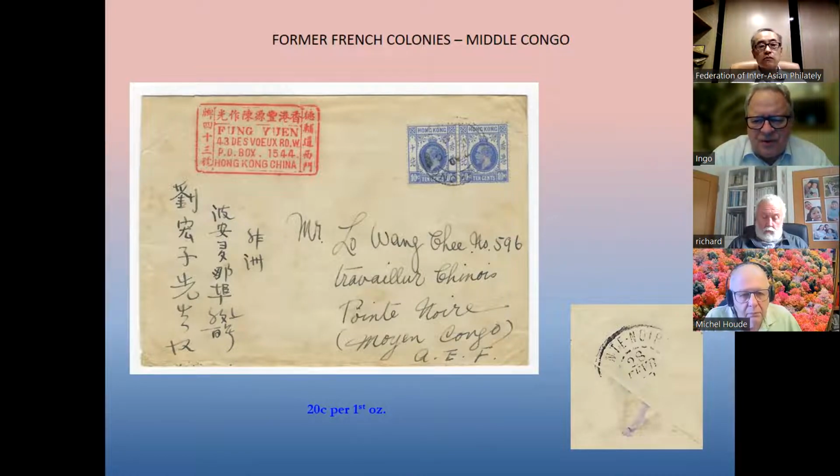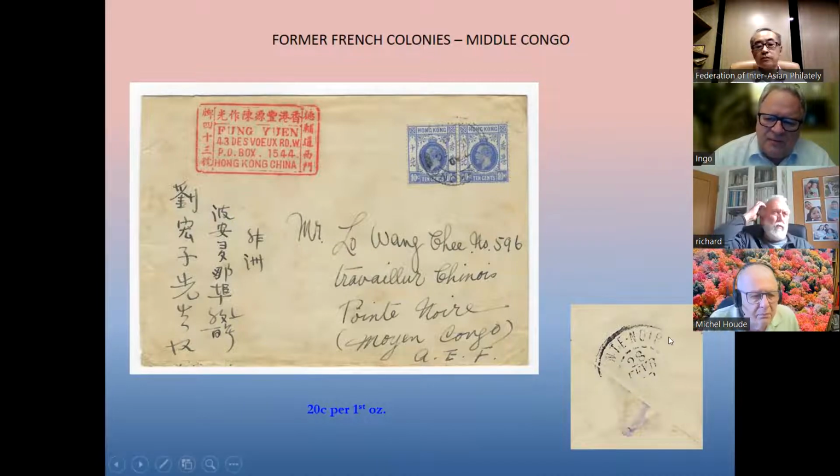So this is a very exotic cover, thinking that a guy working is getting some mail from his relatives in Hong Kong to see how he's doing, and also to tell me that these workers were literate. They got mail, so that means they could read, theoretically. So very interesting little piece of history. There is a receiver marking. It's very faint, but Pointe Noire is the port of what today is called Congo-Brazzaville, or the Democratic Republic of the Congo.